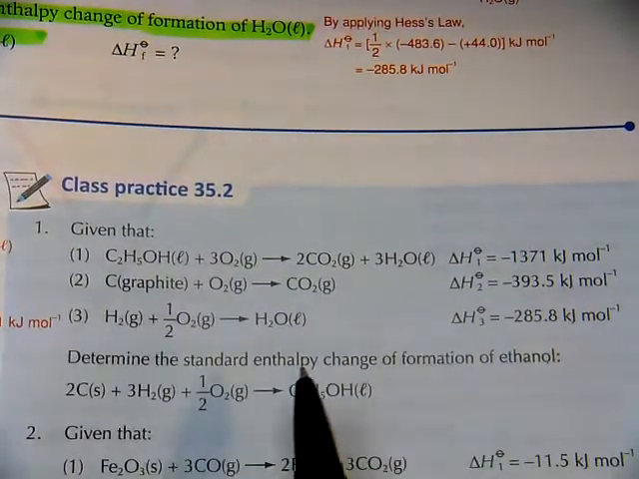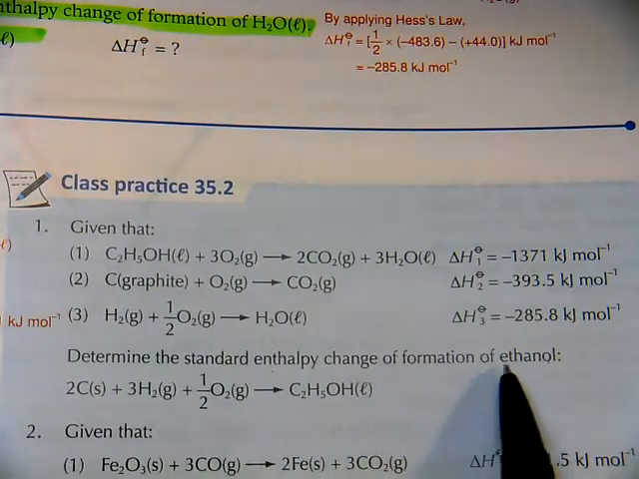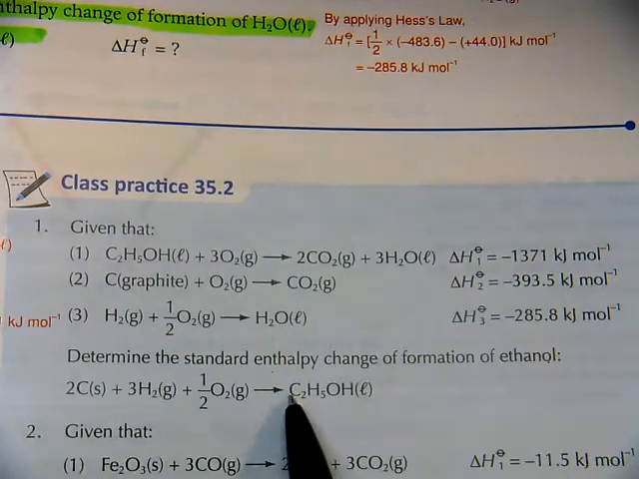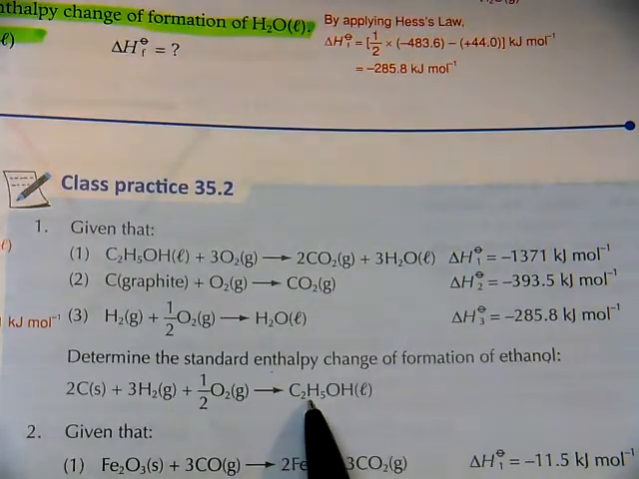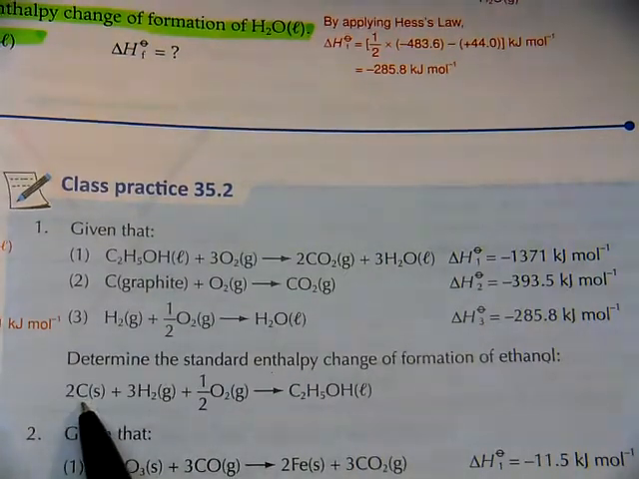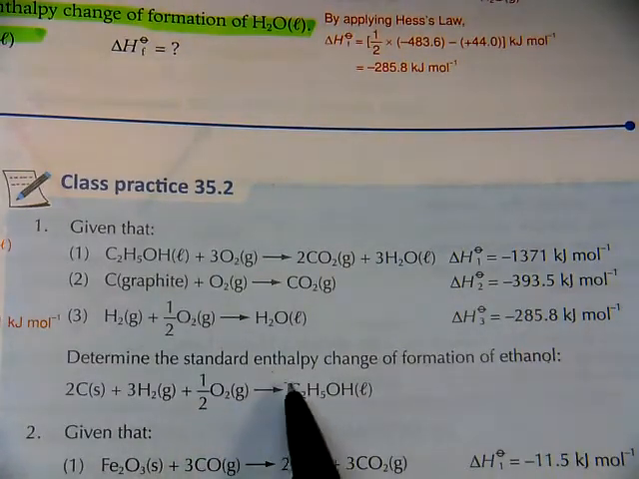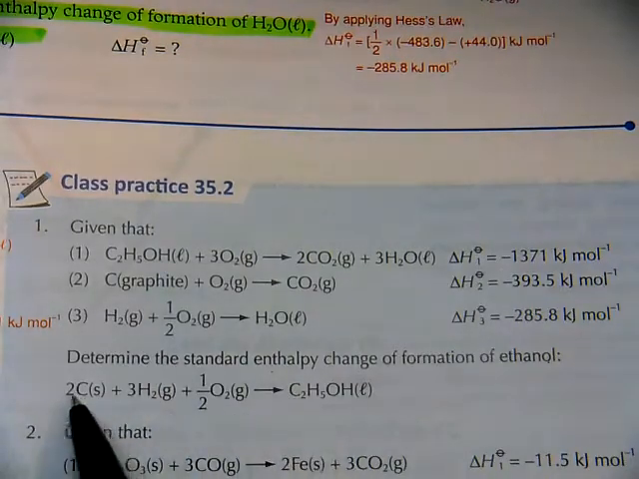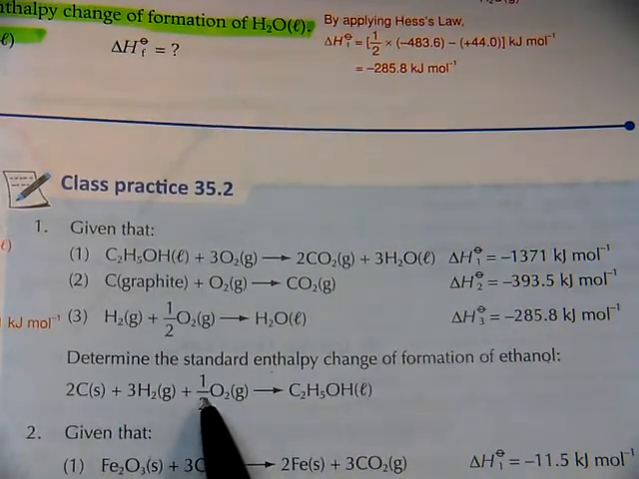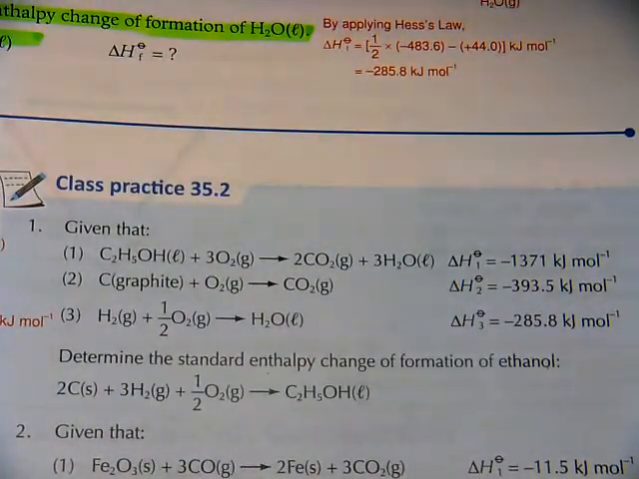Now let me repeat. What is the definition of the standard enthalpy change of formation of ethanol? It is the enthalpy change when 1 mole of ethanol is formed from its constituent elements. Its elements are carbon graphite, hydrogen H2 gas, and O2 gas. According to the definition, we need to keep these coefficients as 1, then 2 and 3, and lastly half O2. Now, how to solve the problem?